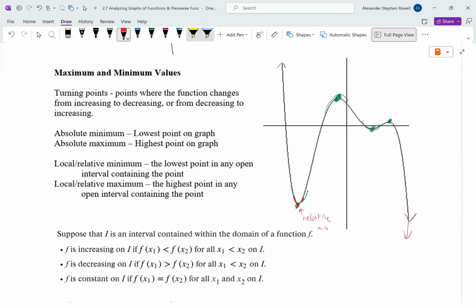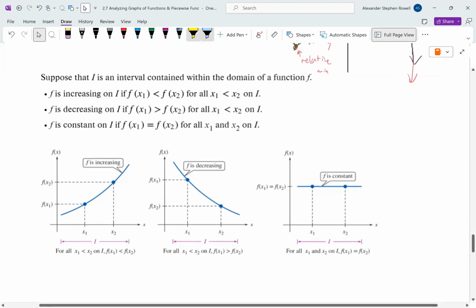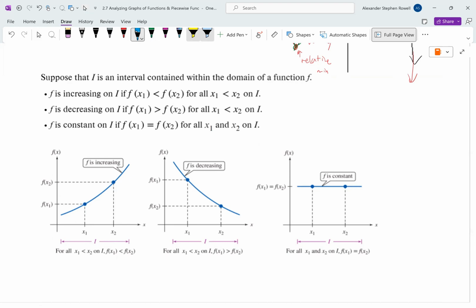Exactly. So these valleys are relative mins. So this is another relative min, right? And what's a relative max? The peaks. Relative max. The definition of increasing and decreasing just means it goes higher from left to right. That's all I really care about. So this one's increasing because it's going higher left to right. This one's decreasing because it's going lower. And constant, it stays the same height.